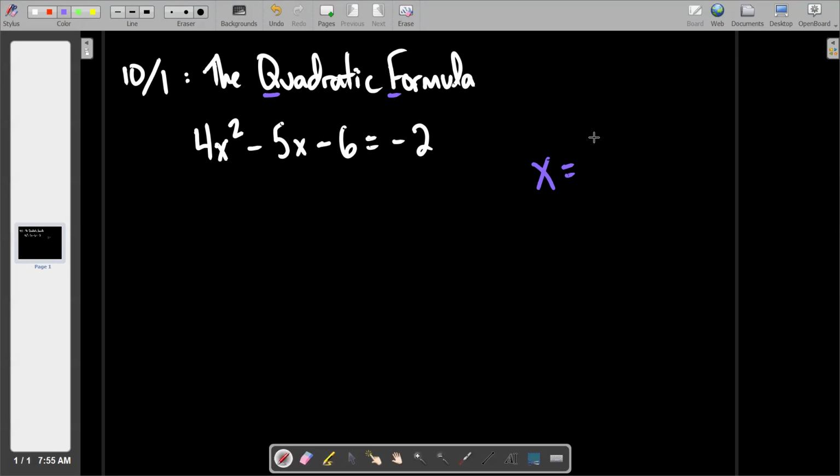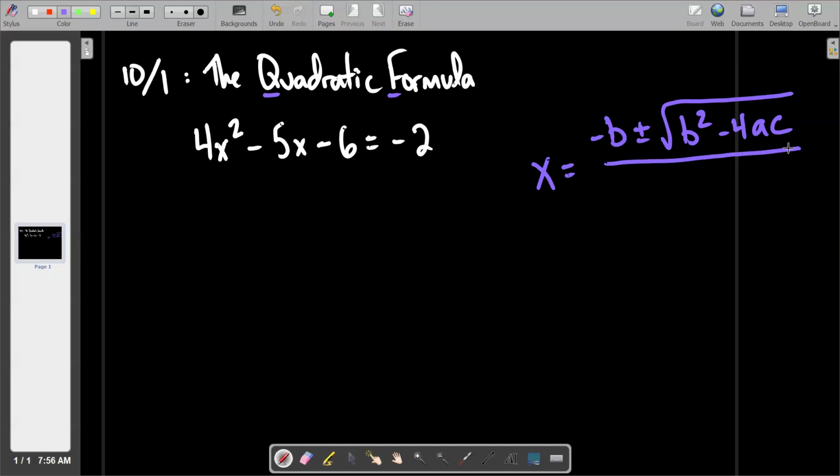And then the top of it is the opposite of B, plus or minus the square root of B squared minus 4AC. And then we divide all of that. Make sure your division sign encompasses the entire thing, right? All of that is divided by 2A.